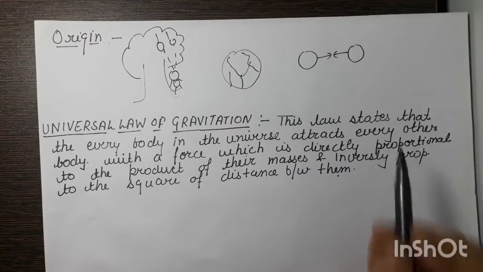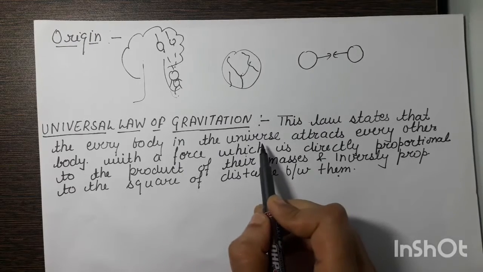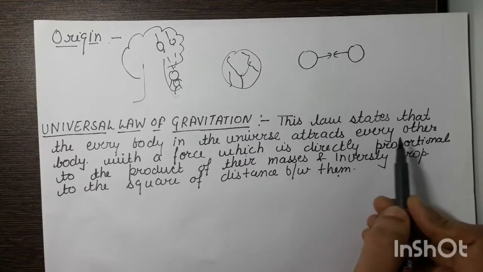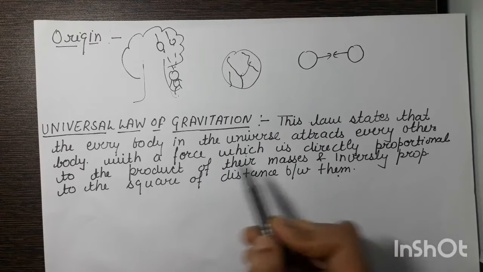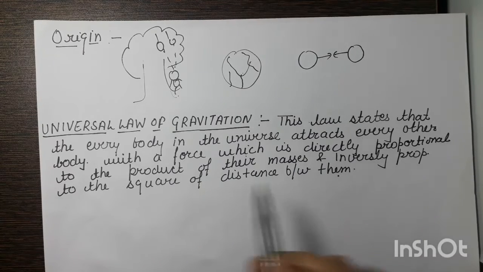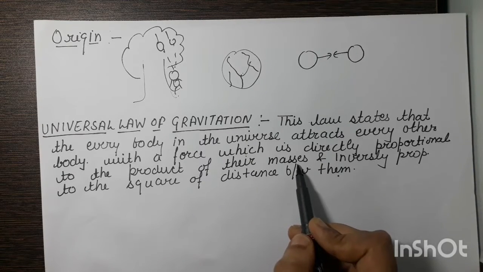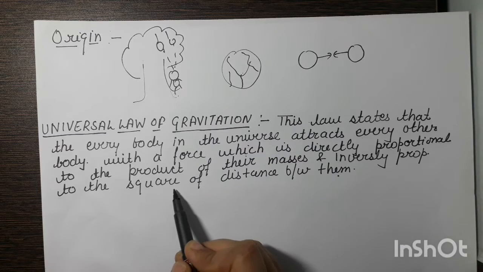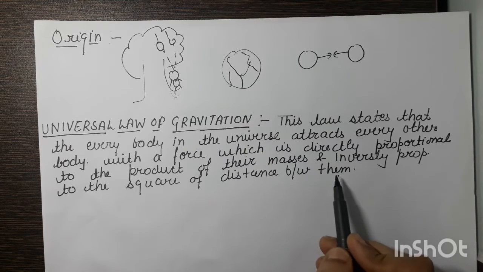This law states that every body in the universe attracts every other body with a force which is directly proportional to the product of their masses and inversely proportional to the square of the distance between them.